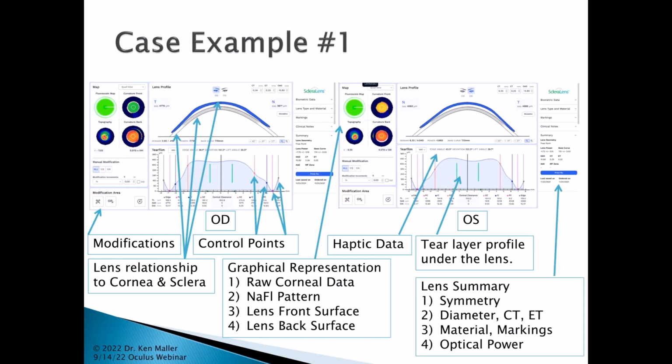On the right there is the lens summary, so you get to take a look at what symmetry you've used, the diameter you've chosen, center and edge thicknesses, the material you've chosen, markings, and any optical power that's in there. So it's a good summary screen of what's going on there.